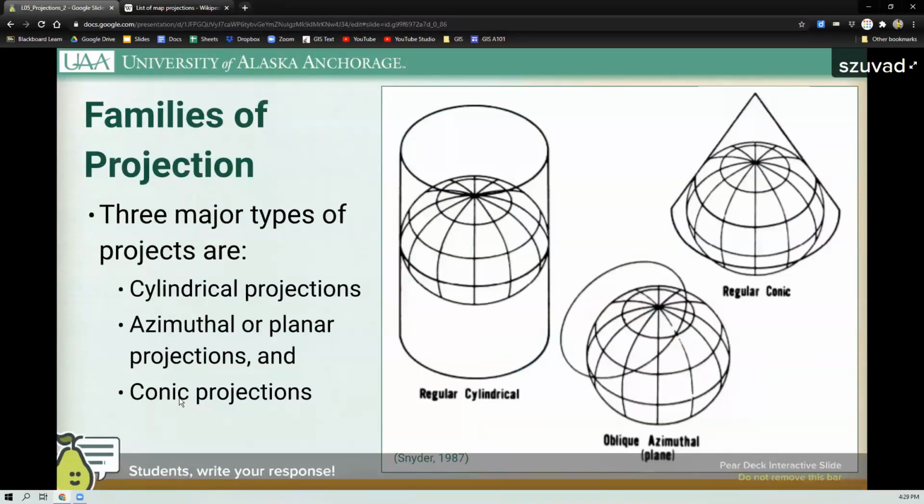All right. It's a little too early to take a break, so we'll go through, I think, the cylindrical projections and see how we're doing for time.